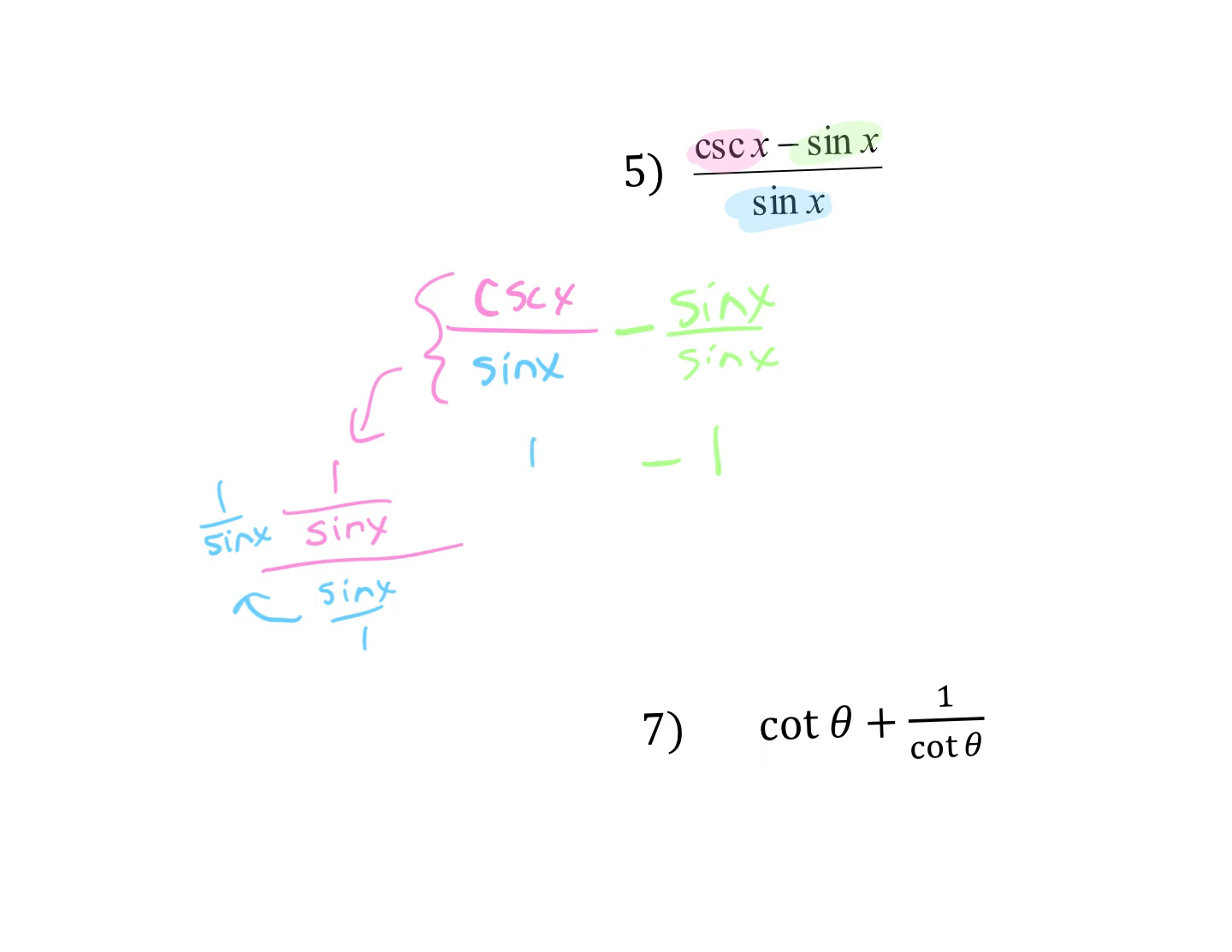And so we have 1 over sine squared x minus 1. But what's 1 over sine squared x equal to, guys? Cosecant squared x. There you go. So cosecant squared x minus 1. Guys, that's an alternative form to an identity. That's the identity: cotangent squared x, right?